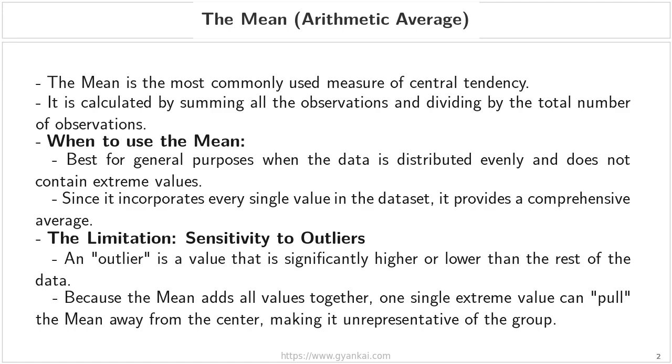However, we must be careful because the mean has a significant limitation. It is highly sensitive to outliers. Now, remember that an outlier is just a value that is significantly higher or lower than the rest of the data, something that sits far away from the main cluster. Because the mean relies on adding all values together, one single extreme value can pull the mean away from the true center of the data. This can result in an average that is misleading and no longer truly representative of the group. We will see a perfect example of this pulling effect in the next slide when we look at some test scores.